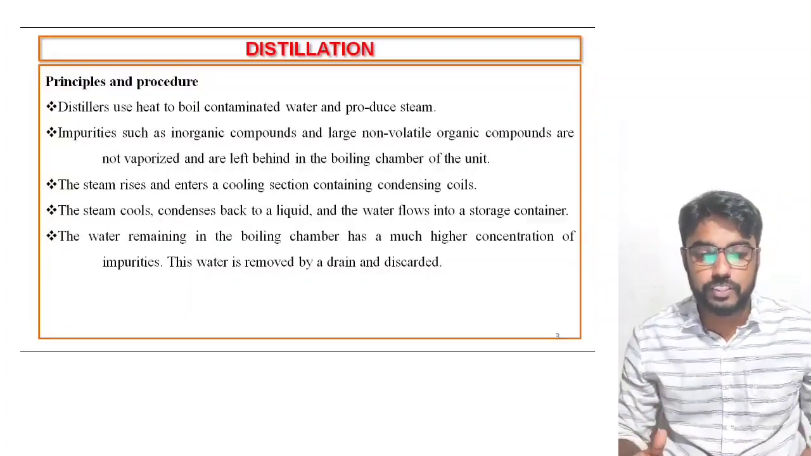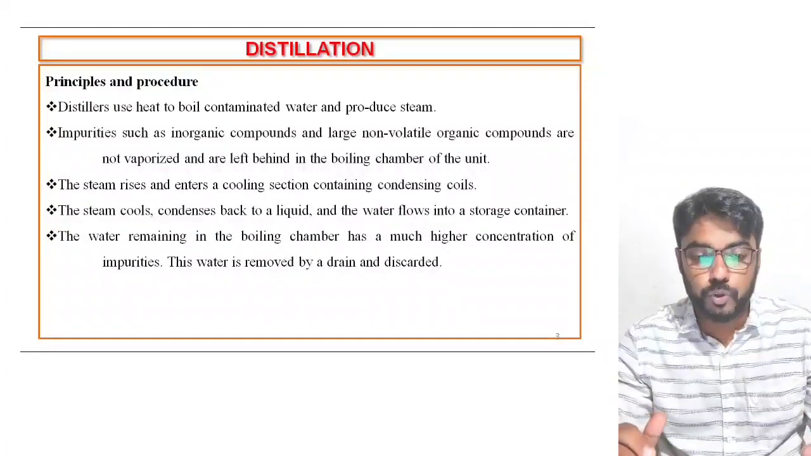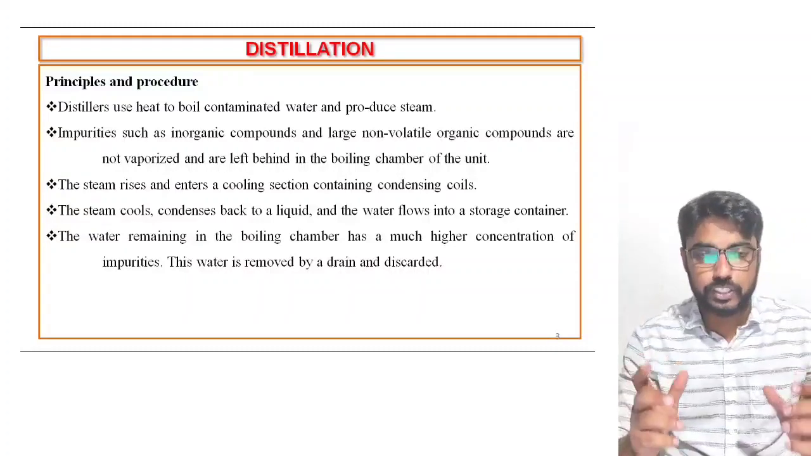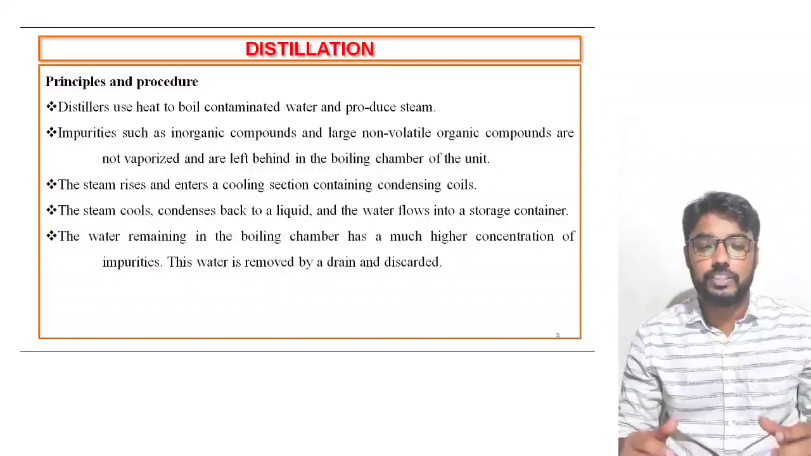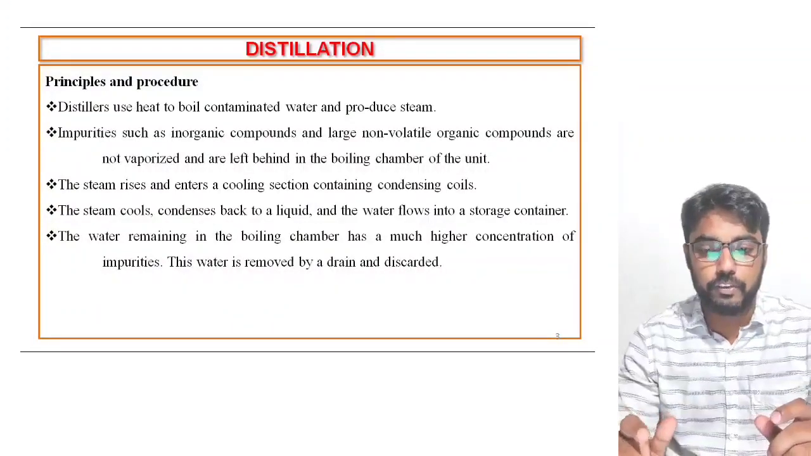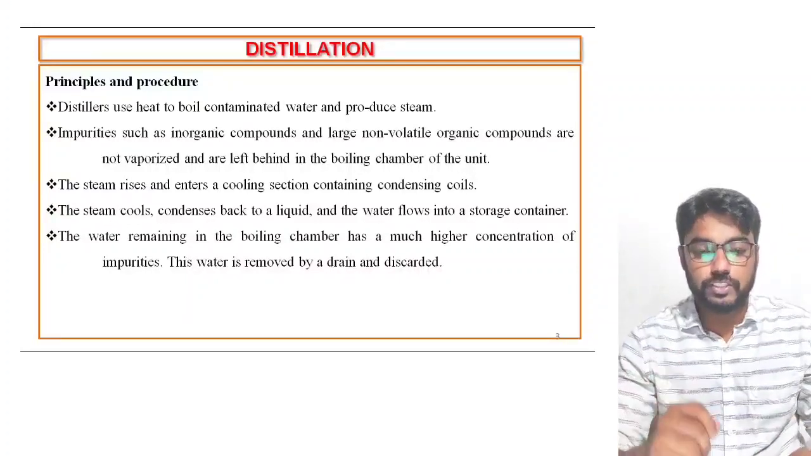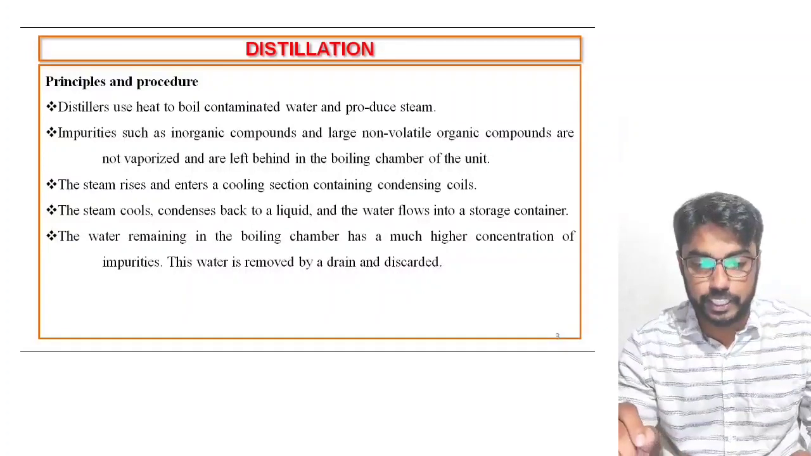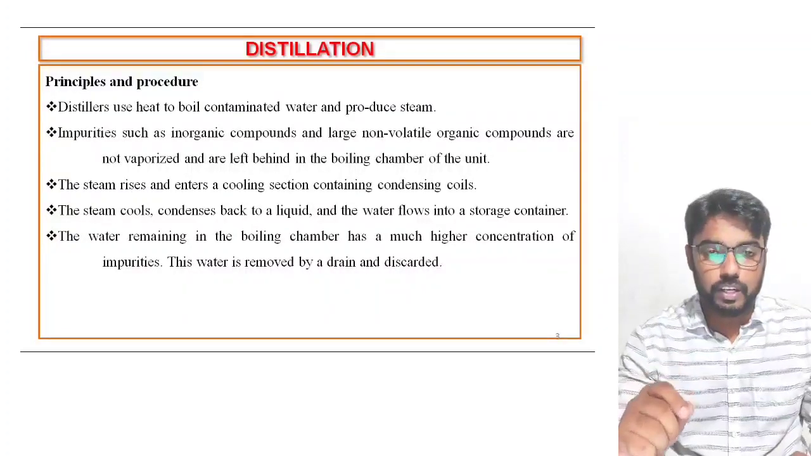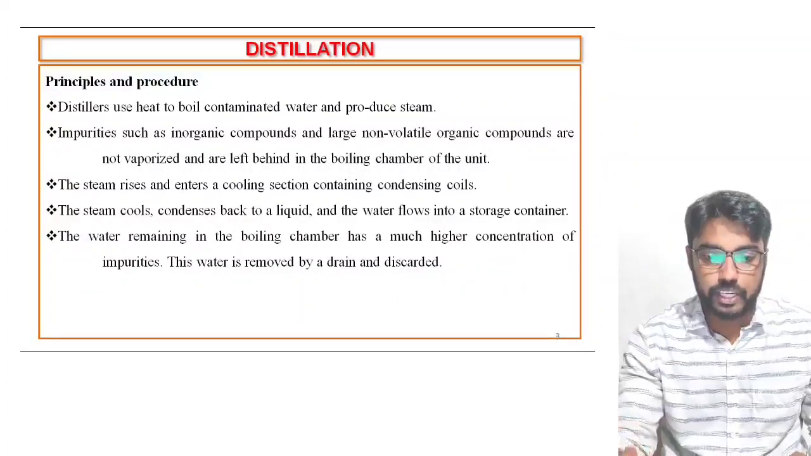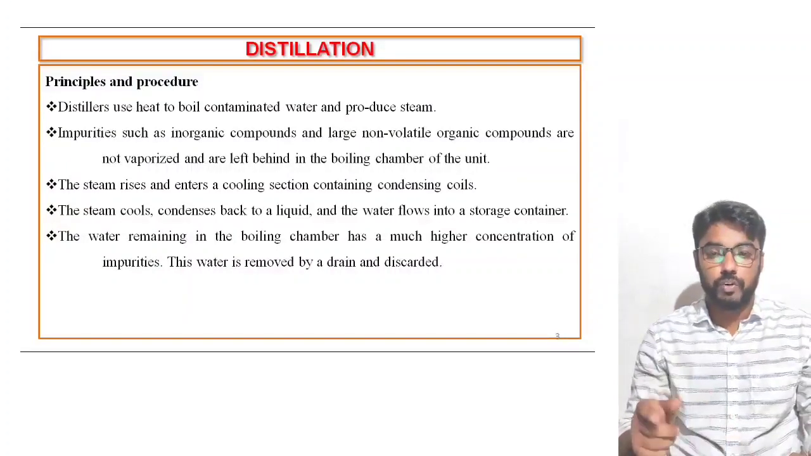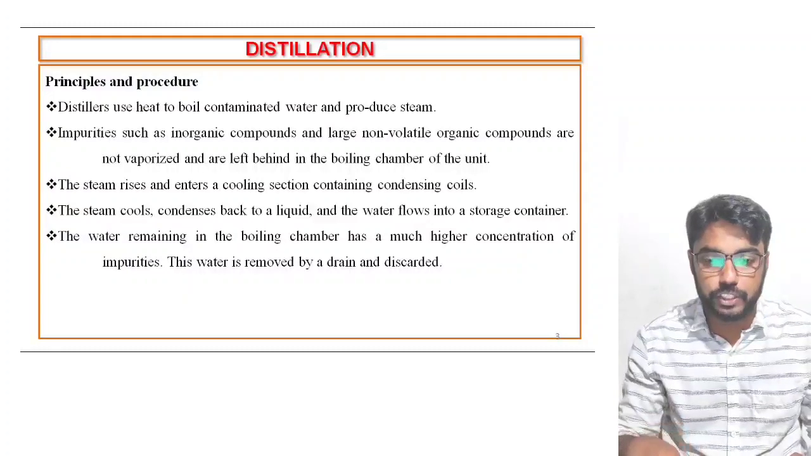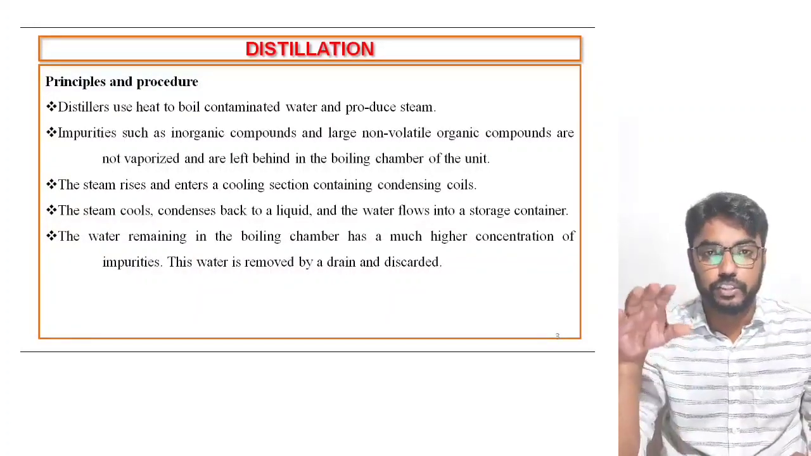And the principle and procedure of distillation is that distillers use heat to boil the contaminated water and produce steam. The instrument used for distillation is known as a distiller or distillation unit, and it uses heat to boil the contaminated water, which produces steam. Impurities such as inorganic compounds and large non-volatile organic compounds are not vaporized and are left behind in the boiling chamber of the unit. That means the water in the contaminated water will be evaporated, while the other compounds are left in the boiling chamber of the distillation unit, and the steam rises and enters into a cooling section.